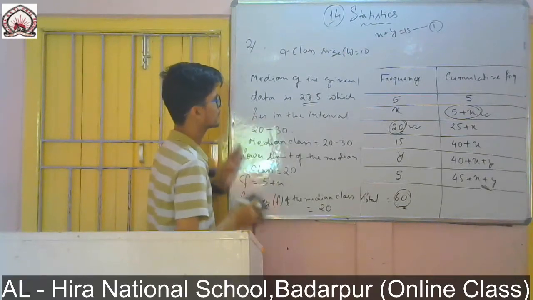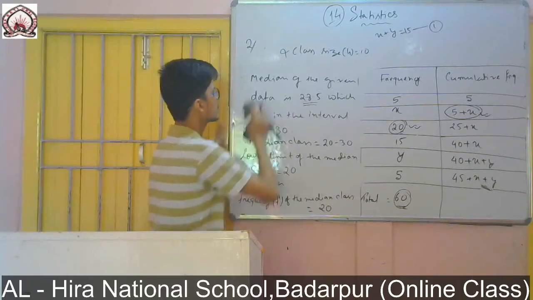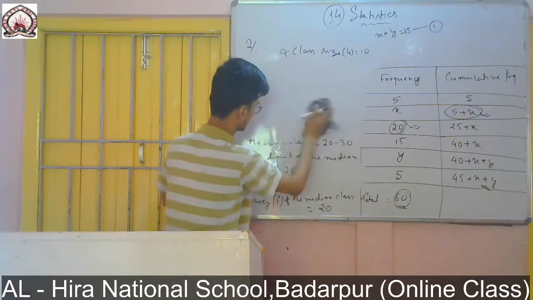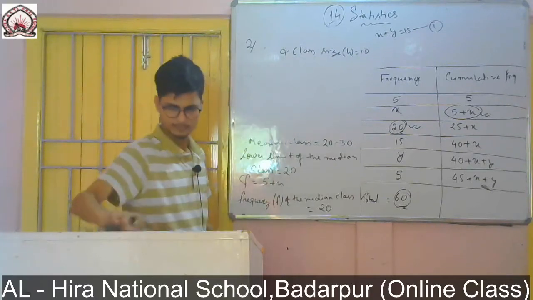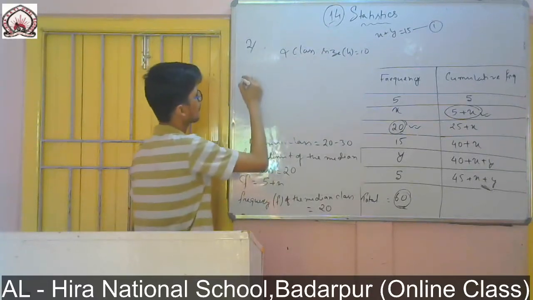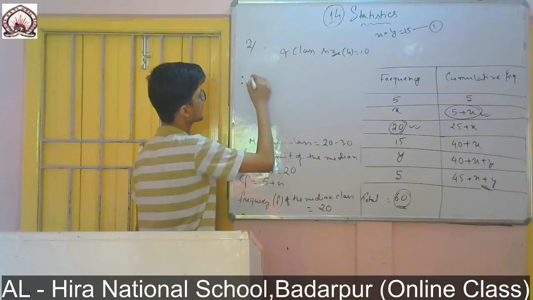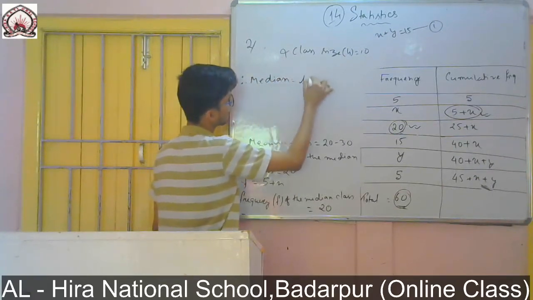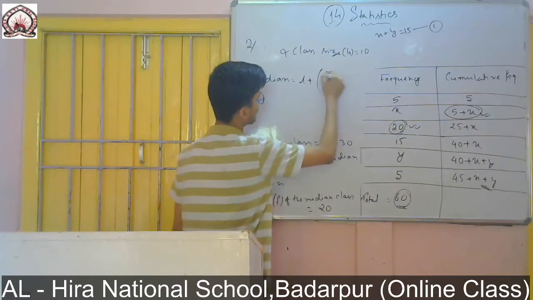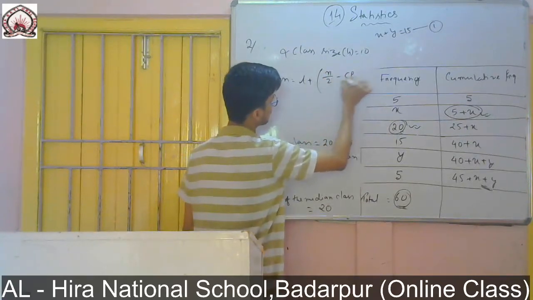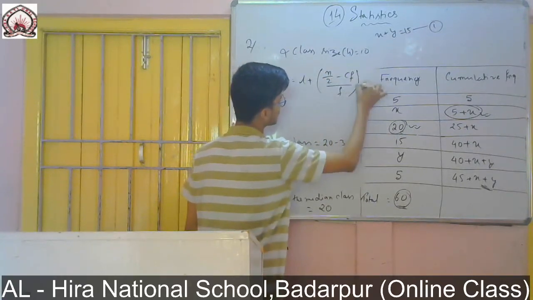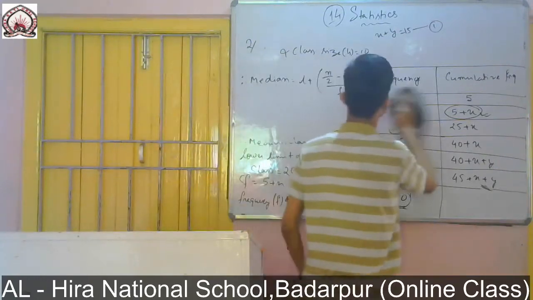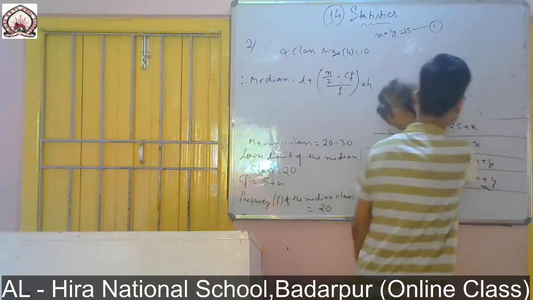So now I will put in the formula. Median, just remember, is 28.5. We know the formula to find the median: median is equal to L plus n by 2 minus cumulative frequency, divided by frequency, into h. Now I don't need this part, so I will erase it.